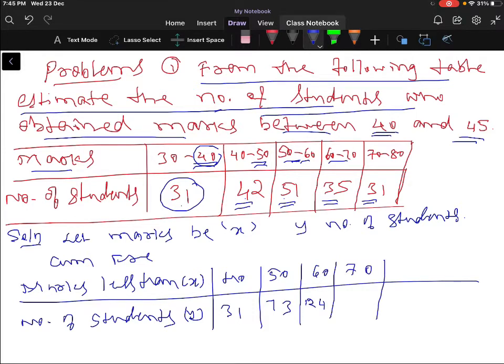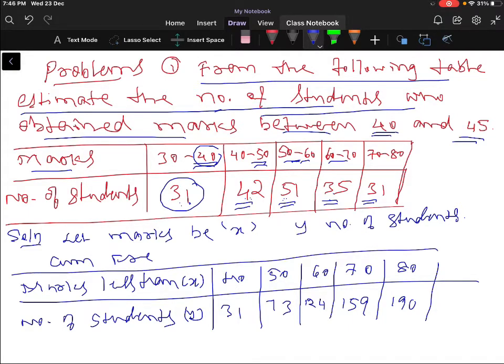Let us have the marks less than 70. So you have to add up 31 plus 42 plus 51 plus 35. So that is 159 students for less than 70 marks. And less than 80 marks, there are 190 students. You have to add 31 plus 42 plus 51 plus 35 plus 31. There are 190 students less than 80 marks.